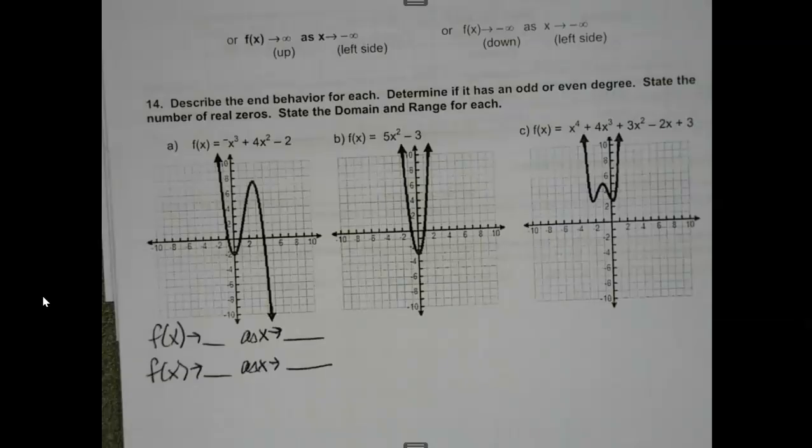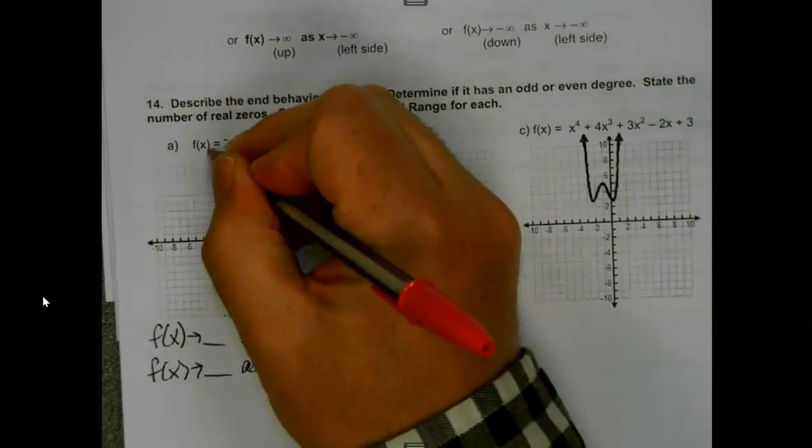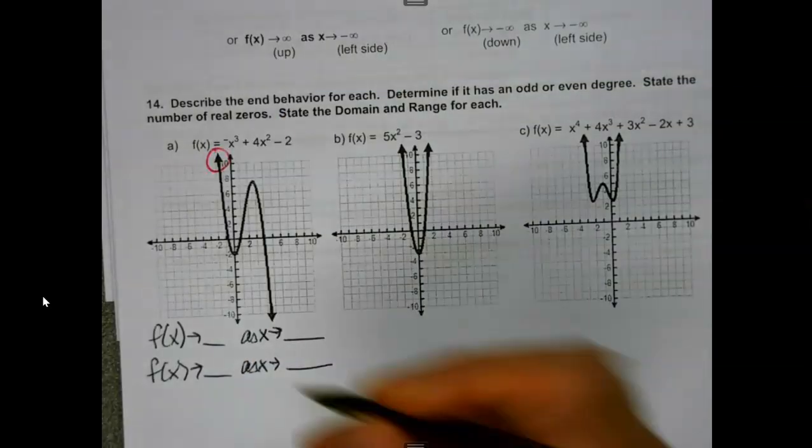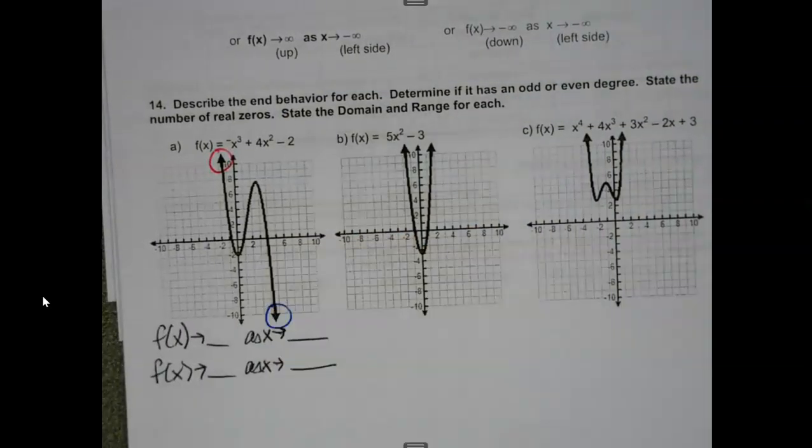Here's all we're paying attention to when we're doing end behavior. Two things. That arrow and that arrow. So let's speak this out first without the fancy language. What direction is that going? I'm not trying to be cute. Up, okay? And it's on the left side of my graph, right?